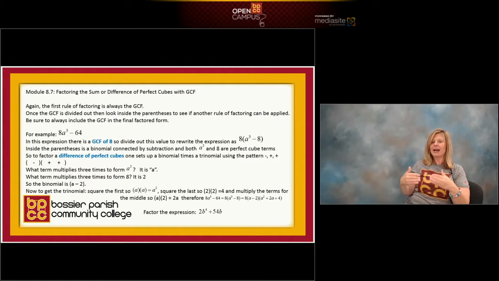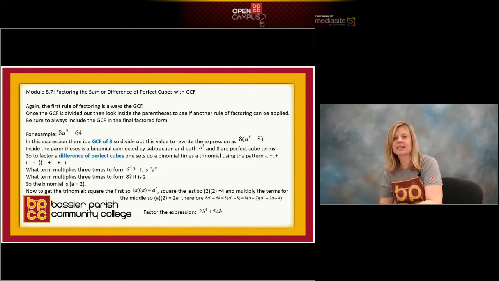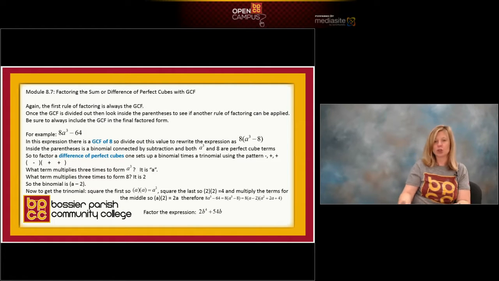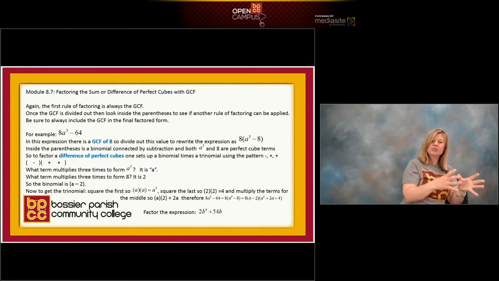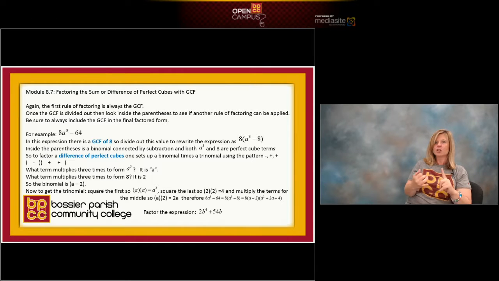Now, to get the binomial, I say to myself, what did I multiply 3 times to get an a cubed? That would be a. What did I multiply 3 times to get an 8? That would be 2. So that's why in my binomial, now I have a minus 2. Once I get the binomial, I use it to make the trinomial. I square the first term, I square the last term, I multiply the terms to make the middle. Square first, square last, multiply middle.